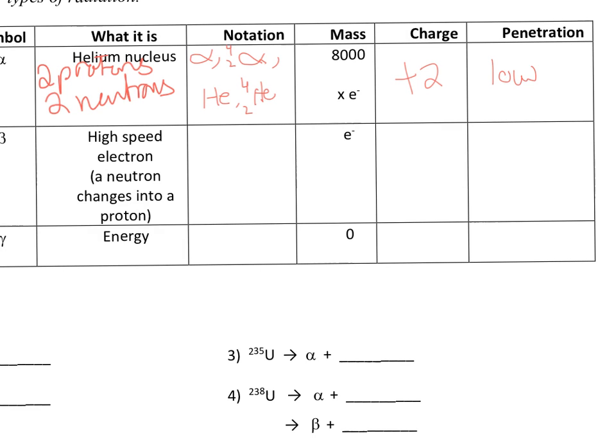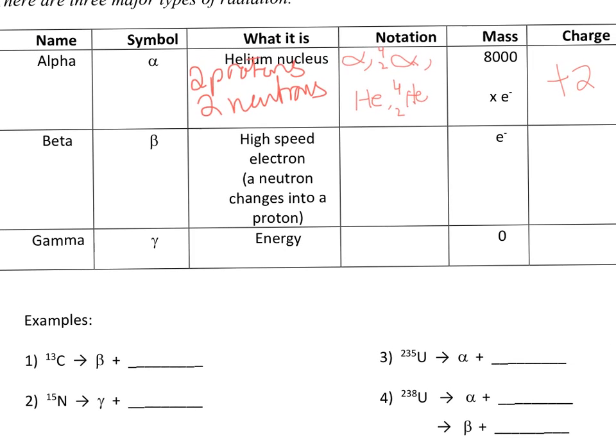The next type of particle we're going to talk about is a beta particle. So the Greek letters go alpha, beta, gamma, so that's why they're named after them. So beta is basically a high-speed electron. And in reality, when you have a beta decay, a neutron changes into a proton. So let's think about this for a second.